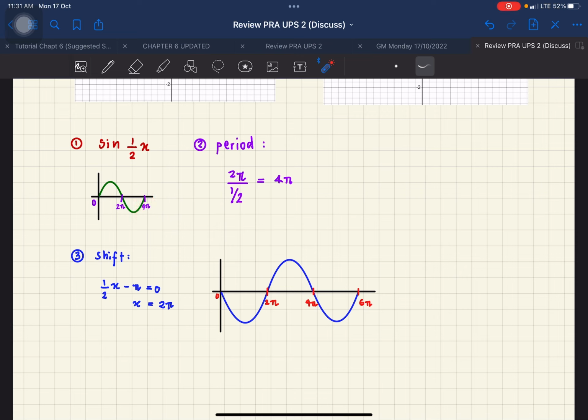Okay, so saya tambah lagi satu bahagian dekat sini. So kat sini macam mana saya tahu dia sampai kosong sahaja? Sebab kita tahu, kalau one complete cycle, saya tambah lagi satu cycle. So, tak perlu pun ni sebenarnya. Okay, so we know that a complete cycle is 4 pi.